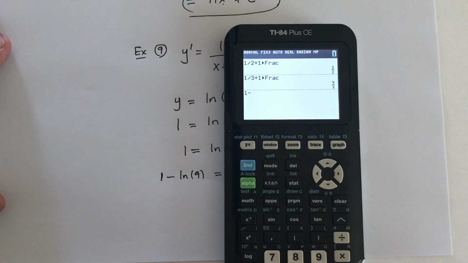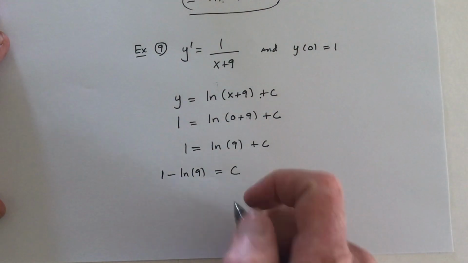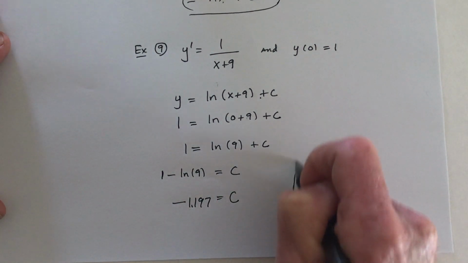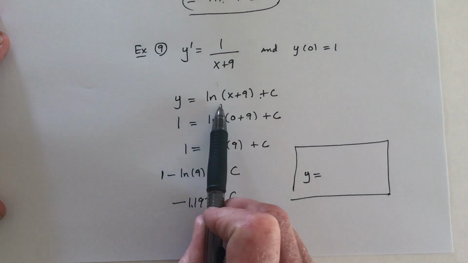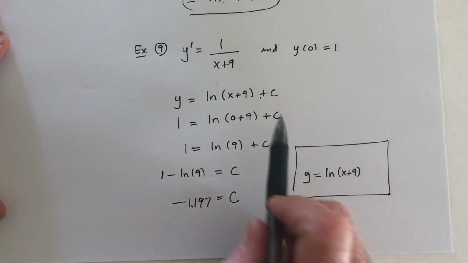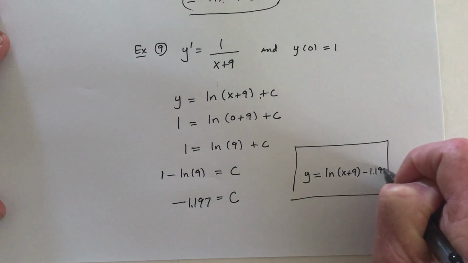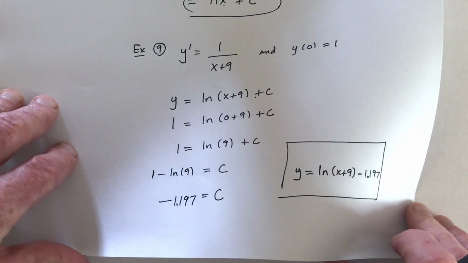1 minus the natural log of 9 is a negative 1.197. So the c equals negative 1.197. And then here's my final answer. Just go back to right here: y equals the natural log of x plus 9, and then in place of the c, put that number, minus 1.197. And there is one more, so please hold on for one more example, number 10.